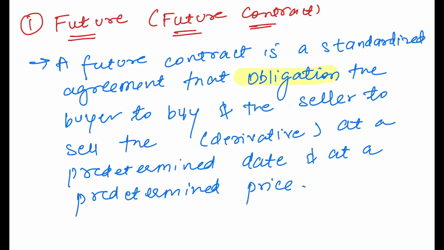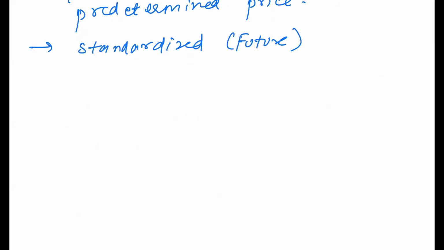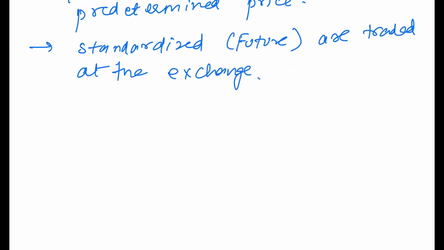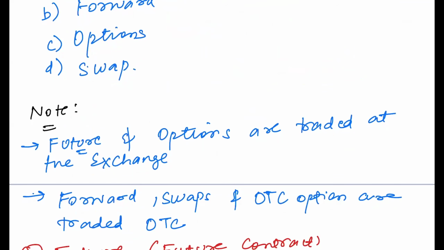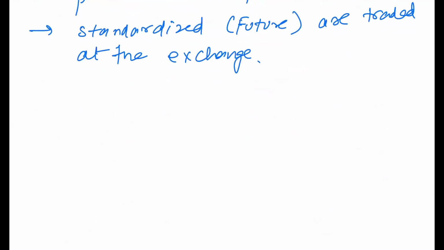So this is what a future is. Now, since we know it's a standardized agreement, this term is also very important. It's a standardized agreement. We know that standardized agreements are traded. In this case, futures are traded at the exchange. And that's why I said here in this note that futures are traded at the exchange.